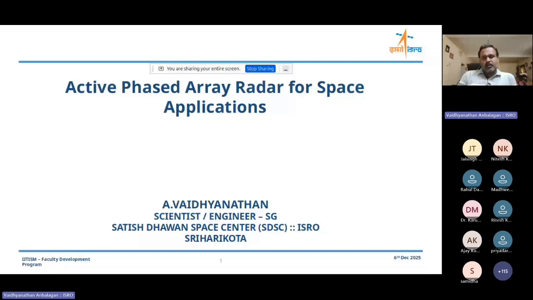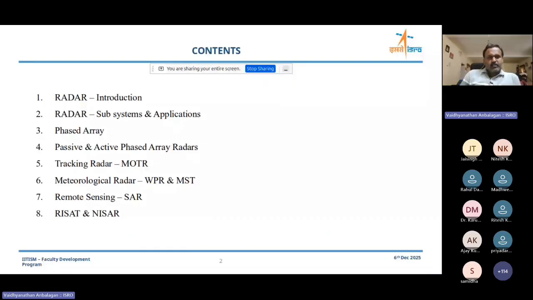This session is on active phased array radar and its application to space. So I hope this will be a new topic for you. In today's session, I'll be covering radars, what is a radar and radar subsystem and its application, what is a phased array basically, what is an active and a passive phased array, and what are all the applications of the phased array, especially towards space application like tracking radar, meteorological radar, and in remote sensing.